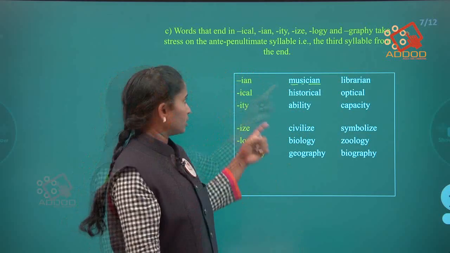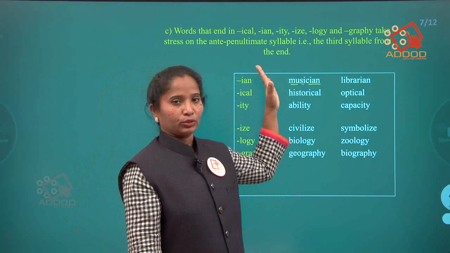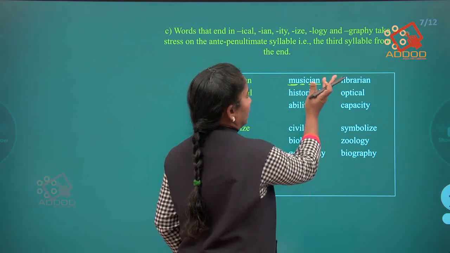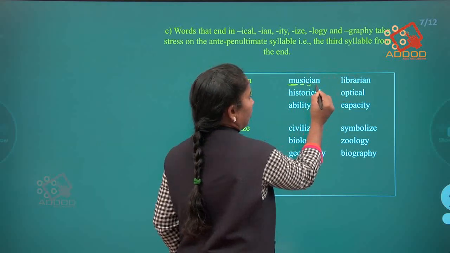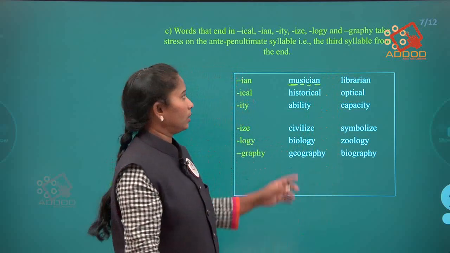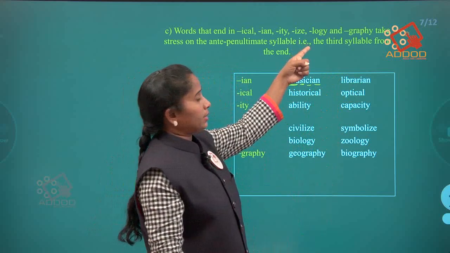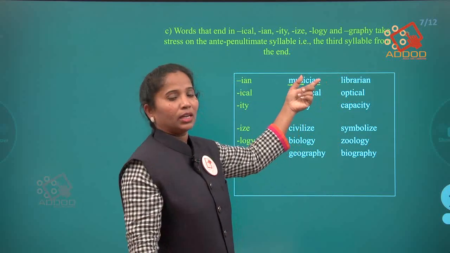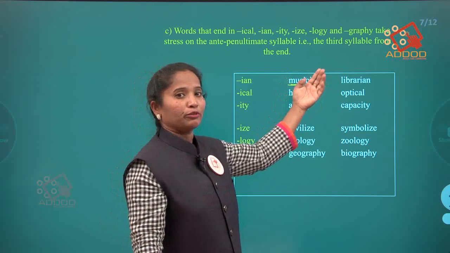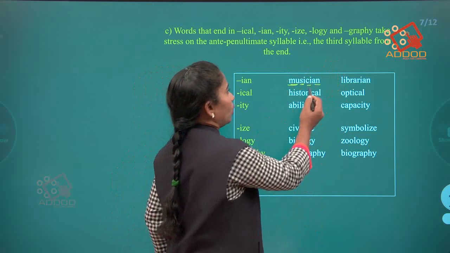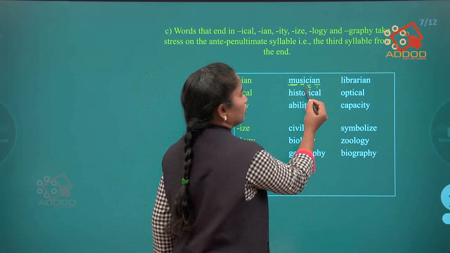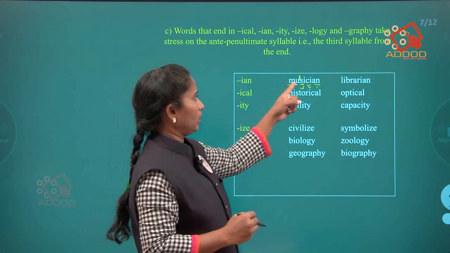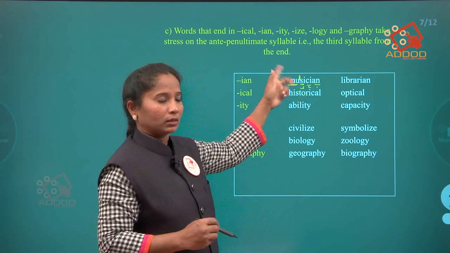For example, what is the first word? Musician. You have to check for the syllables. Musician. So you have 4 syllables here, isn't it? So what is the rule saying? Whenever you have the suffix IAN, then you have to stress on the third syllable from the end of the word, isn't it? So how many? 1, 2, 3. So where do you have to stress? Before the S. Okay. So here you have to give a stress, a vertical bar.